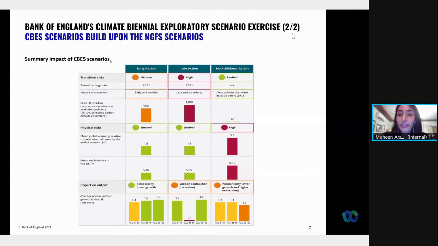One being that they include localized physical risks, and they also consider policies that have been announced by the UK government, as well as including greater transmission channels to incorporate greater macroeconomic implications.